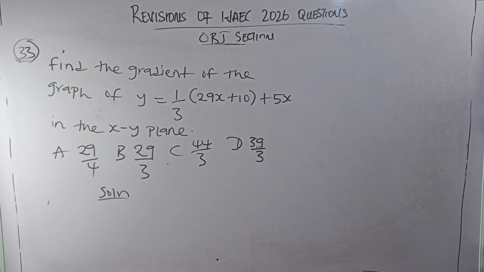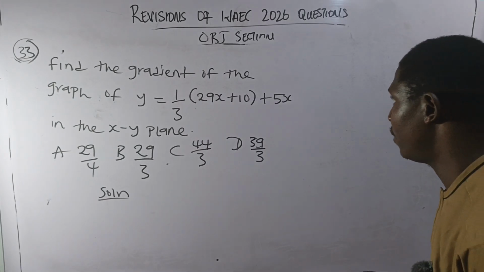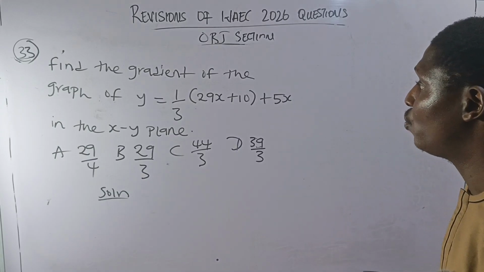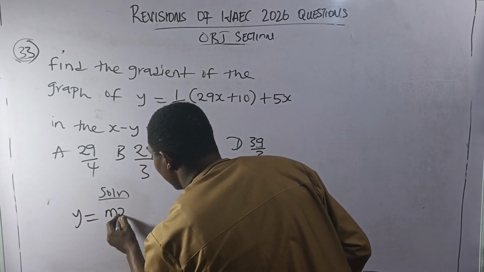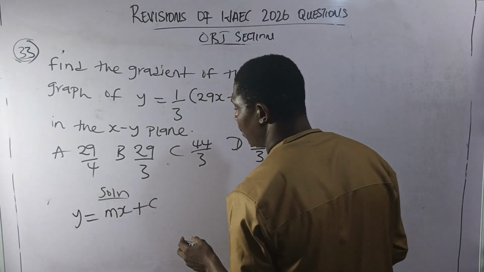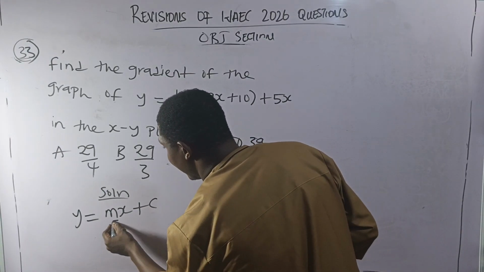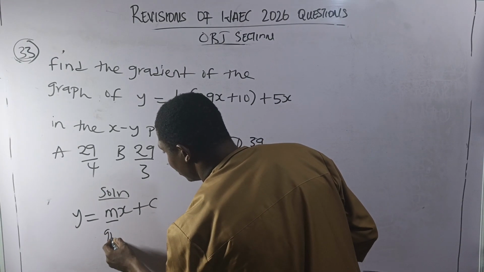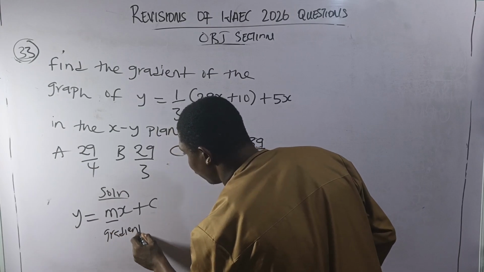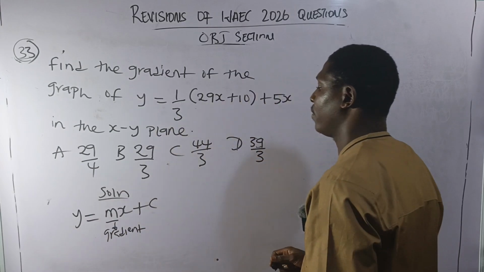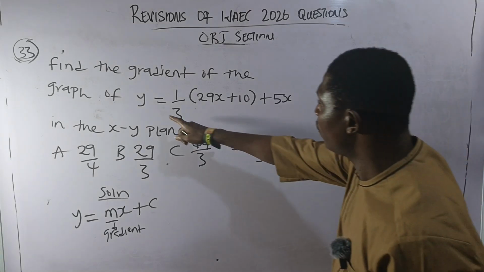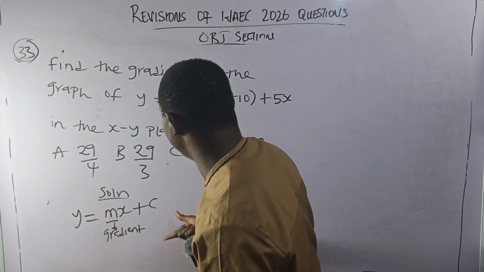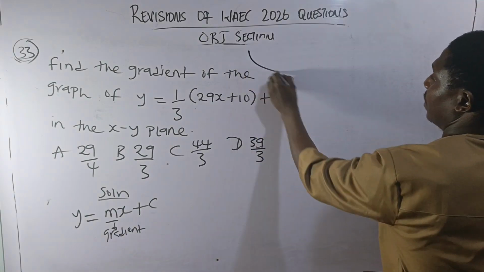But whenever we talk about gradients, our mind should go straight to the slope-intercept form of a linear equation, which is giving us y equals mx plus c, where our m happens to be our gradient, which is the same thing as slope, our m. And our c there is our intercept. So we have to solve this to give us an expression like this, and we therefore equate.